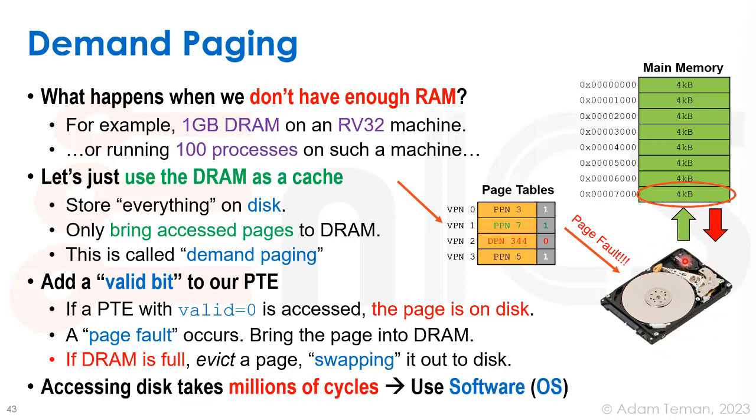But accessing a disk takes millions of cycles. It's much, much slower than accessing main memory, and for sure much slower than accessing our cache. So this is something we really do not want to do. We want to do it as infrequently as possible. And since it takes so long, we just invoke software, and we don't usually have hardware that's going to handle page faults. It really needs the OS to take care of all of that.